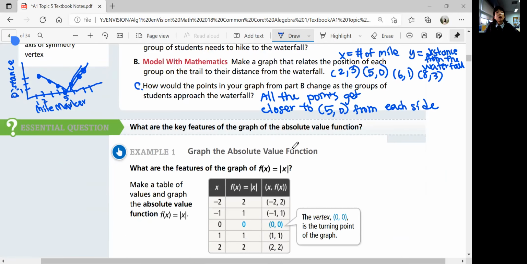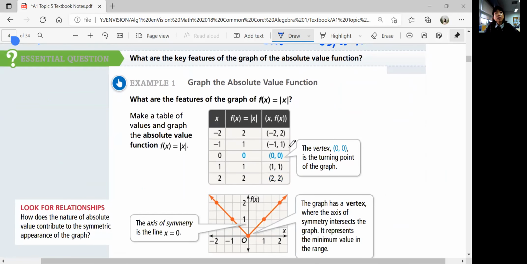Okay, so in this lesson, we'll think about what the key features of the graph of the absolute value function are. Example 1, graph the absolute value function. What are the features of the graph of f of x equals absolute value x? We're going to look at the function of absolute value. This is called the parent function. It means there's no transformation in the graph. This is the pure and original graph of the absolute value function.